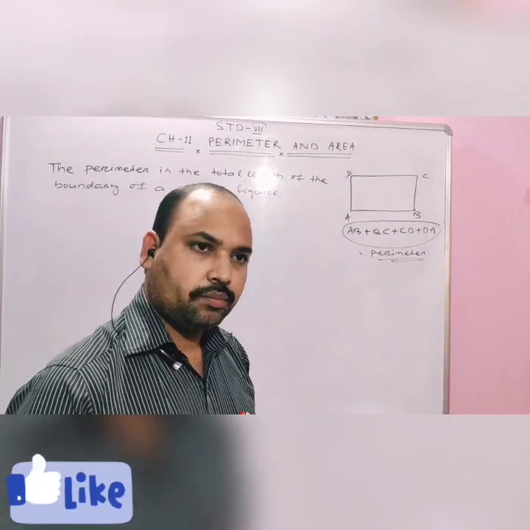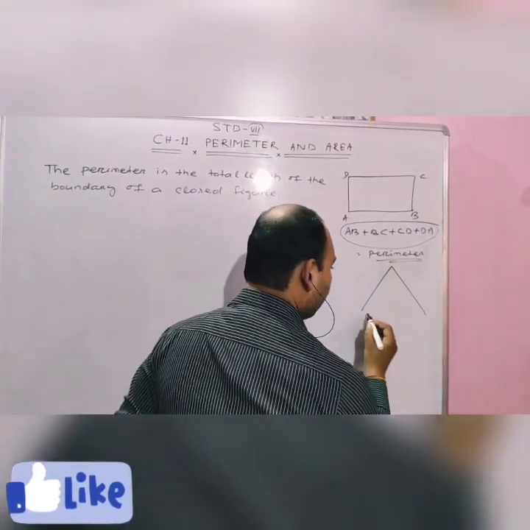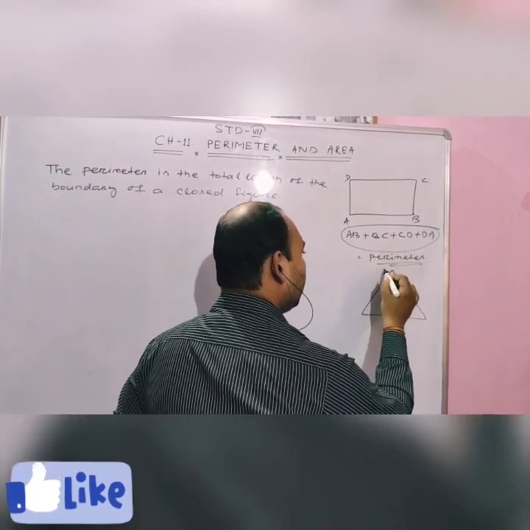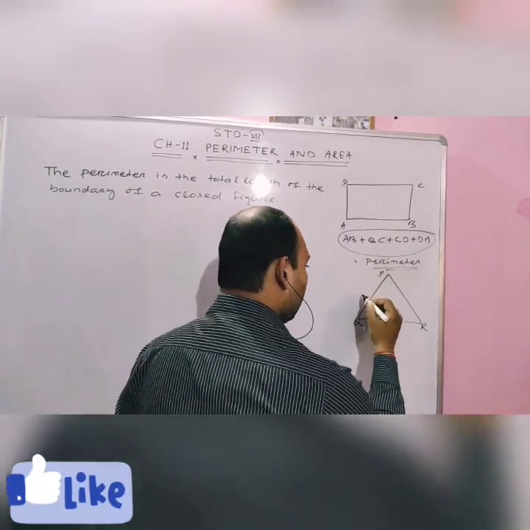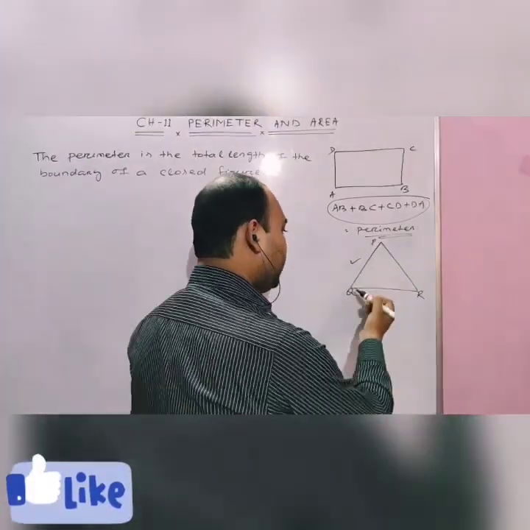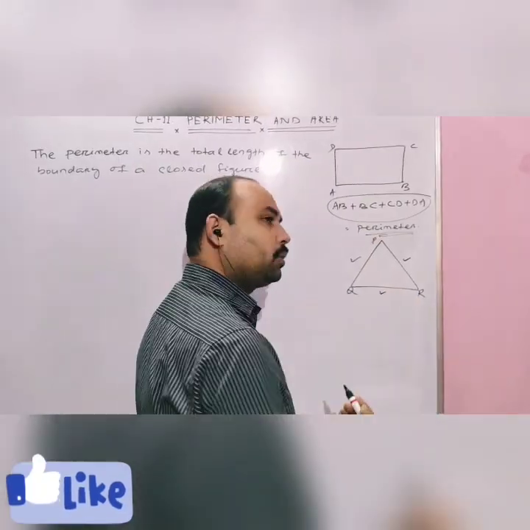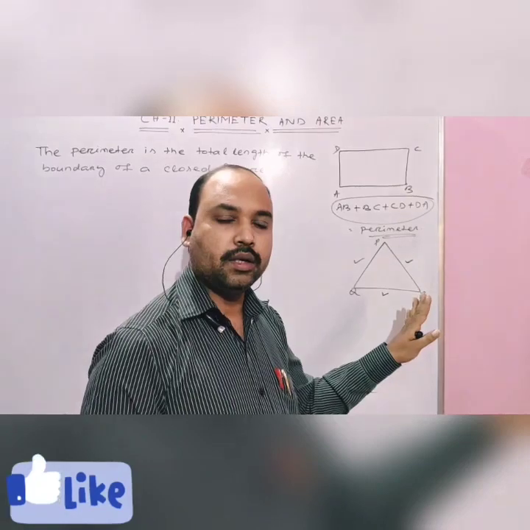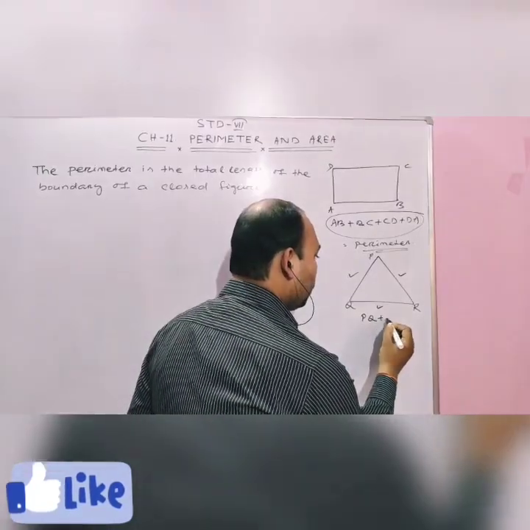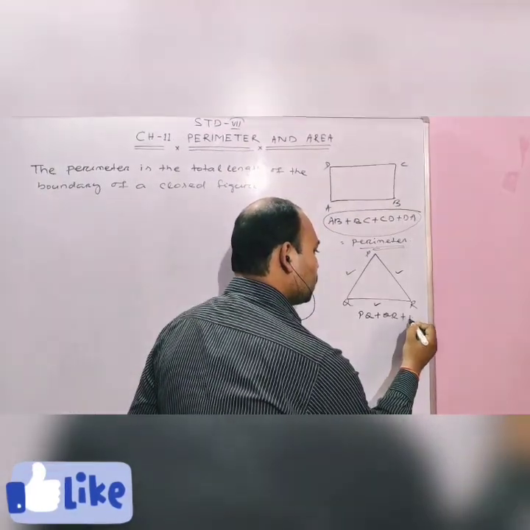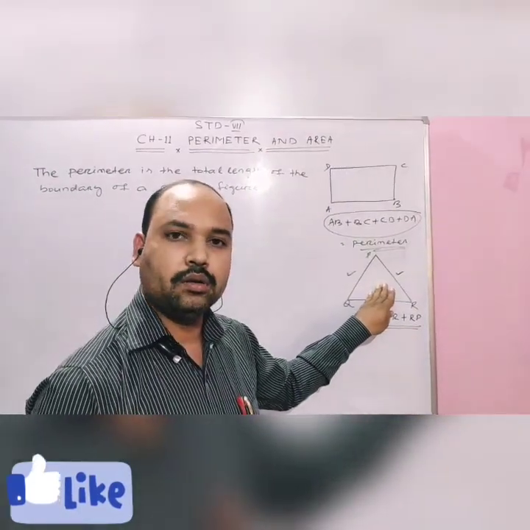It is a rectangle. And if you take this triangle, in a triangle how many sides are there? Here 3 sides are there: PQ, then QR and RP. It means the sum of the 3 sides of the triangle is the perimeter of the triangle. It is PQ plus QR plus RP. When we add this, we will get the perimeter of the triangle.